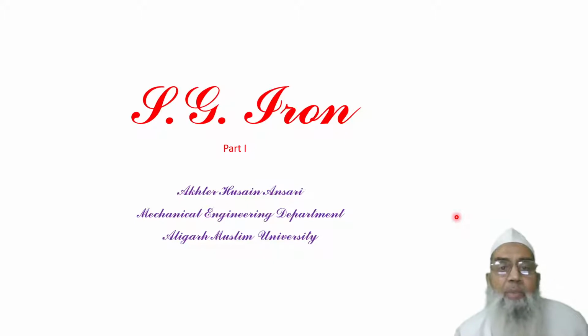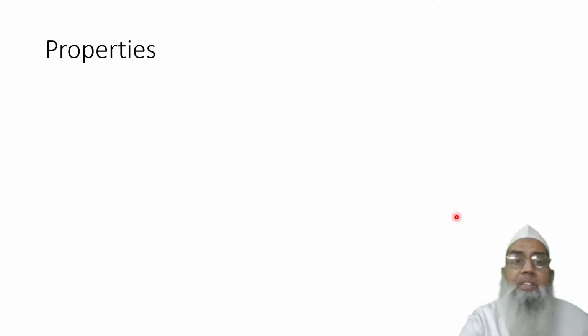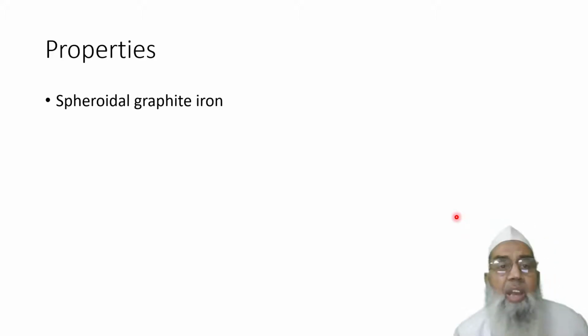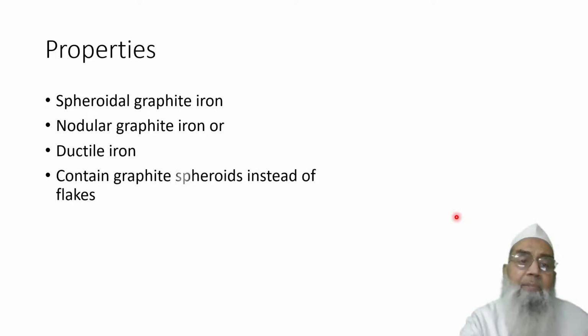Today we will discuss SG iron, and before going into detail, let us discuss the properties of SG iron. First of all, SG iron stands for spheroidal graphite iron. It is also known as nodular graphite iron or ductile iron.